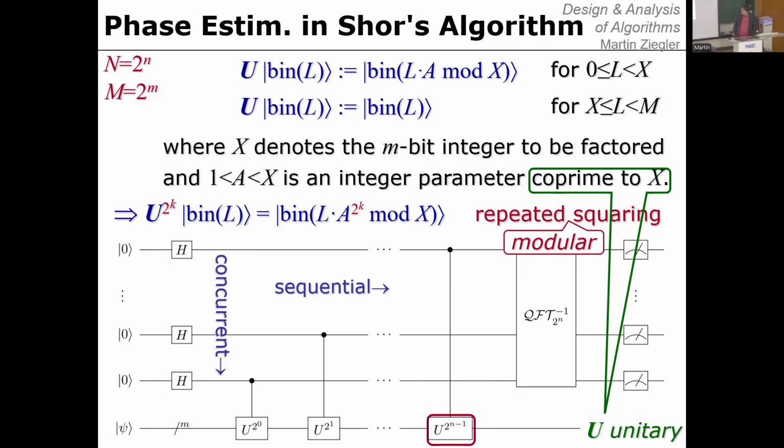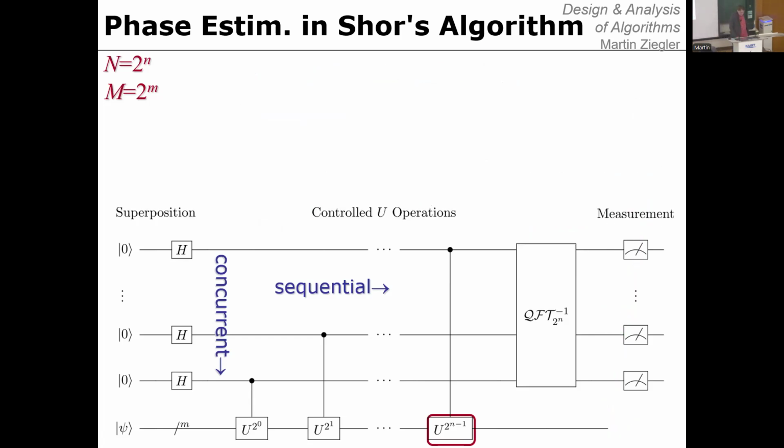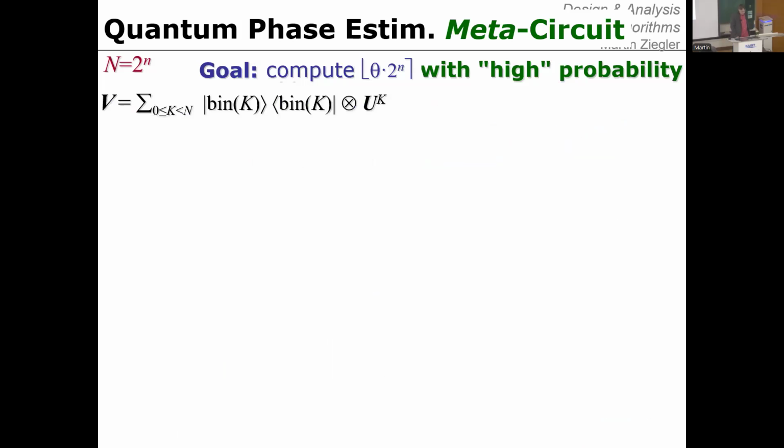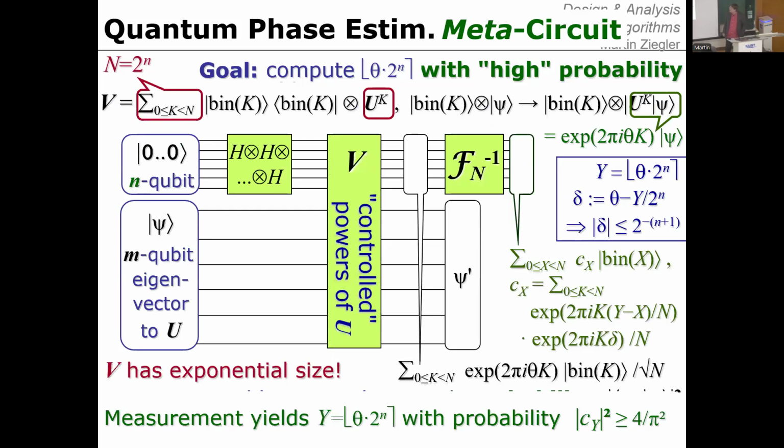Of course, the take-home message is that this particular form of U, the controlled powers, can be implemented using only polynomial size. And therefore, the quantum phase estimation meta circuit that we discussed on the previous slide, this one, also can be represented in polynomial size.